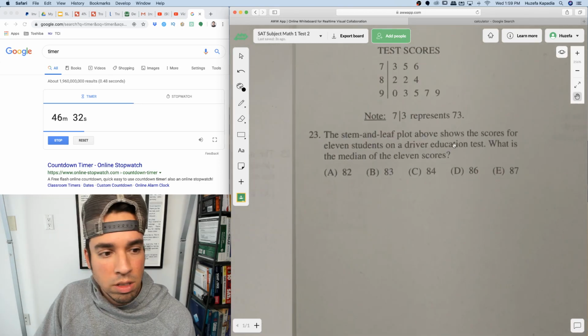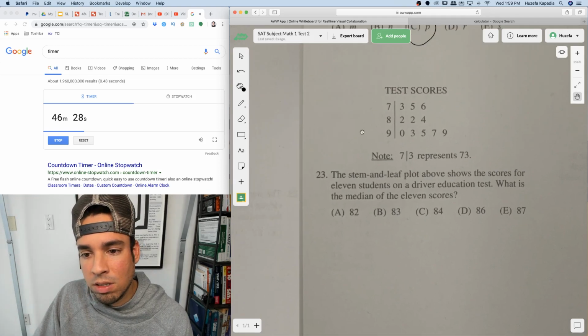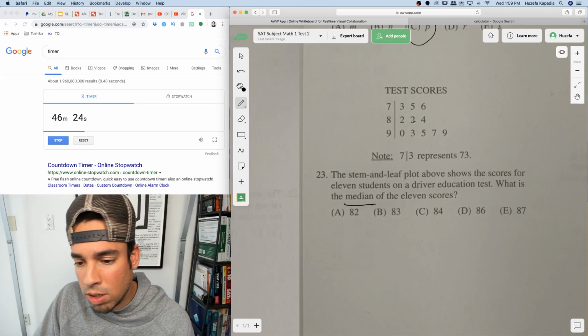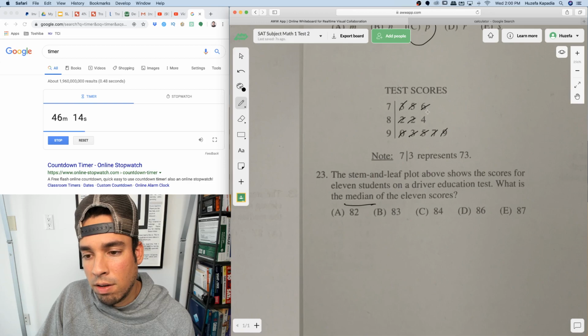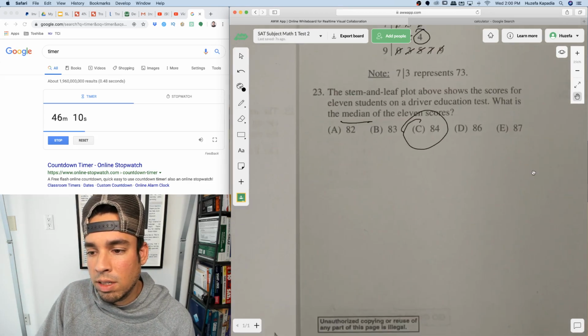Test scores. The stem and leaf plot above shows the scores for 11 students on a driver education test. What is the median of these 11 scores? Median. I remember I misread this last time. It was asking for mode, not median. Okay, so median. So we go 1, 1, 2, 2, 3, 4, 4, 5, 5, 84. That is the median. It's the middle value.